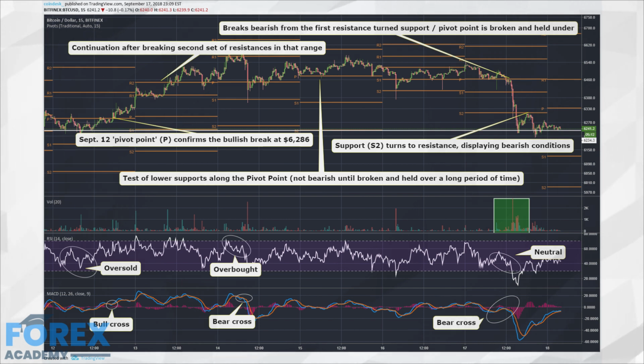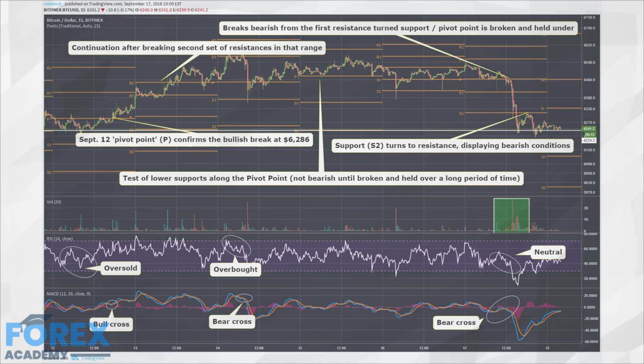In conclusion, pivot points are certainly a useful addition to a trader's technical toolbox that allows them to confirm support and resistance levels, as well as to judge the strength of big price moves.